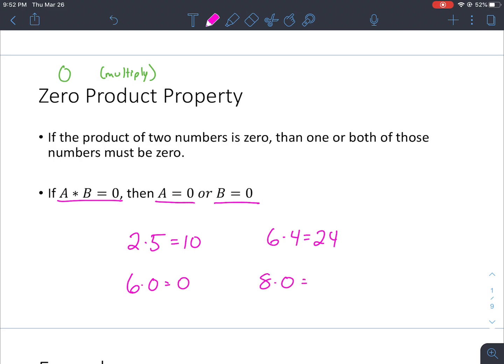8 times 0 is 0. 0 times 12 is 0. Okay, you get the picture. So in order to get a final answer of 0, that means one of the things that we were multiplying had to be 0. That's what the zero product property tells us. So how are we going to use that?